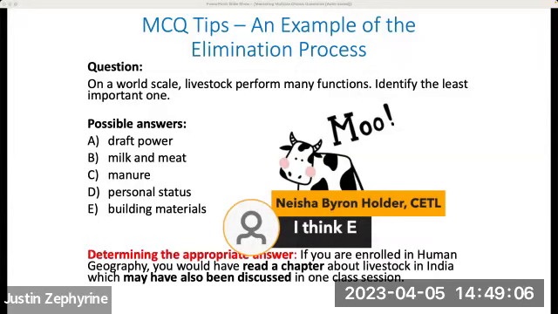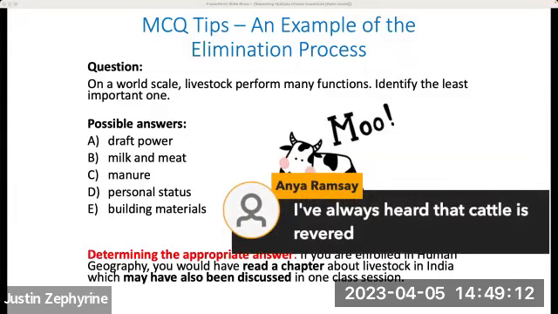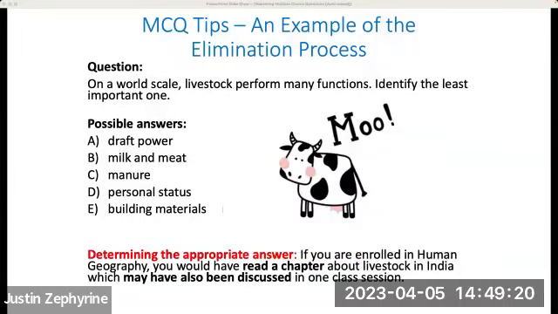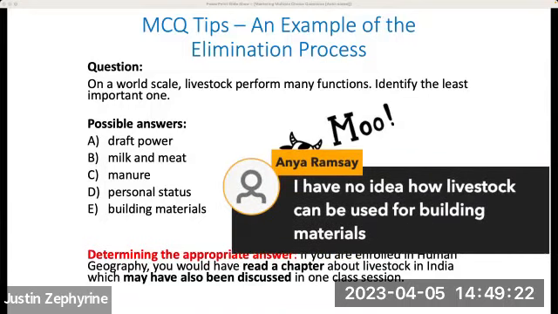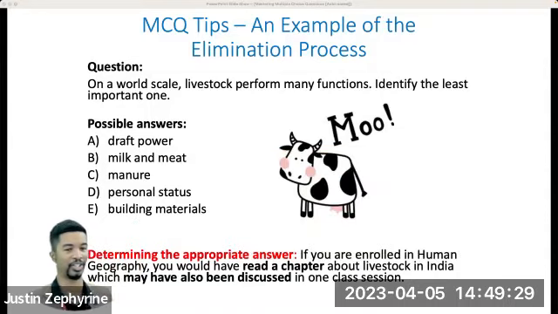All right, good. I see you used the process of elimination. Right, I like that. And I see Anya saying the same thing. I've always heard cattle is revered. She also said, if we are in fact talking about cattle, and I have no idea how livestock can be used for building materials. Okay, I like the process of elimination here.